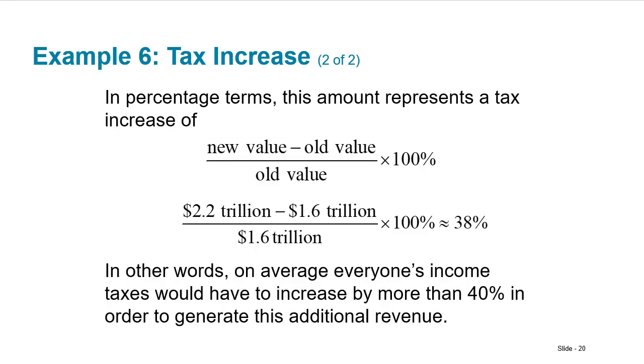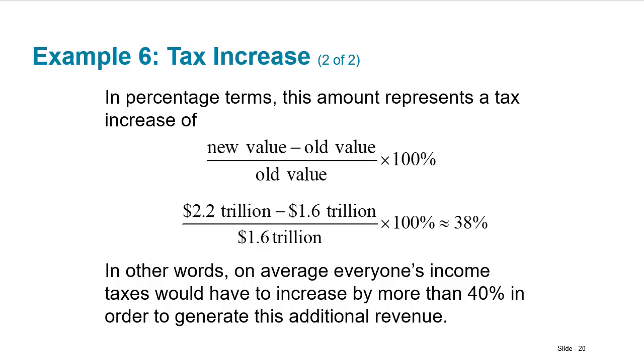In percentage terms, we just take the new value, we subtract the original value from it, and then we divide by the original value, and that gives us a percent increase. So this would represent a 38% increase. In other words, on average, everyone's income taxes would have to increase by more than 40%.